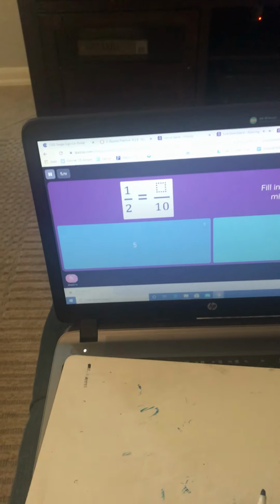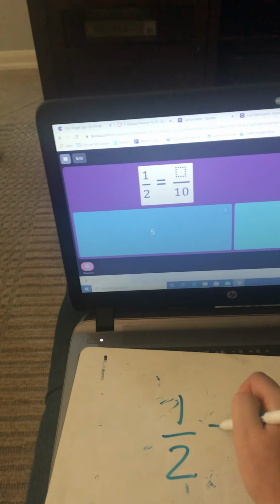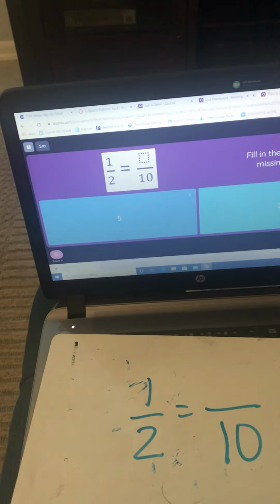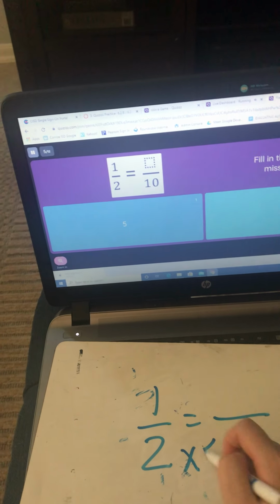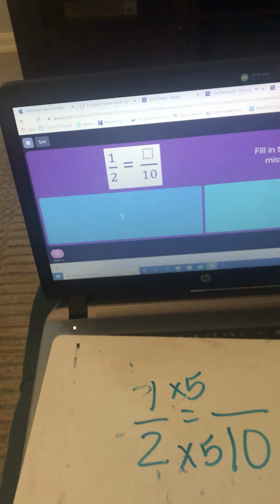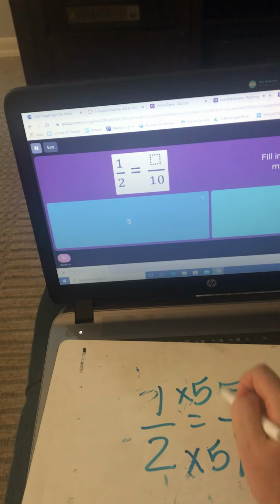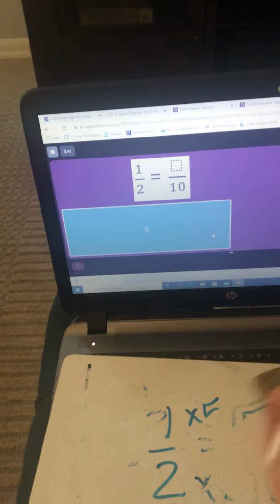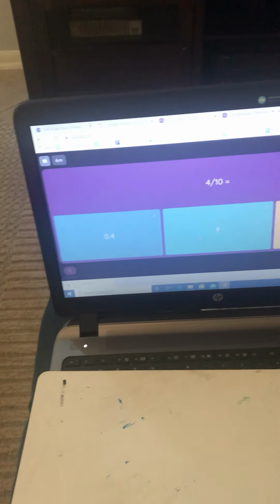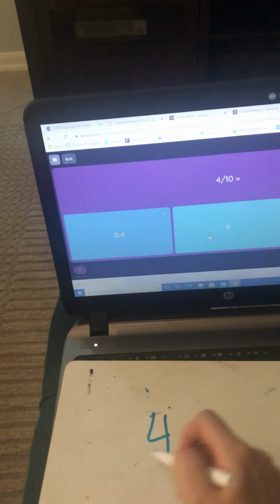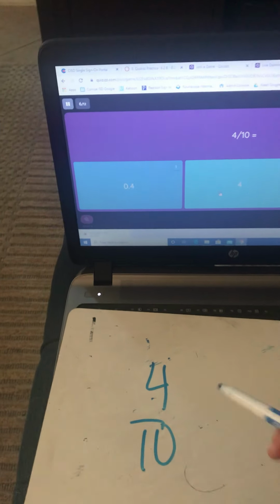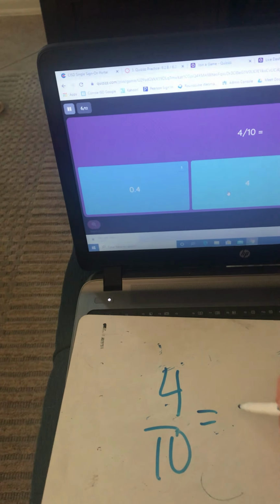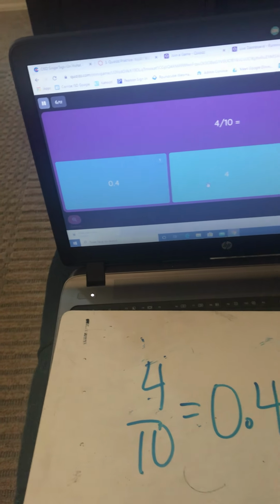Number 5, 1/2 is equivalent to how many tenths? I know 2 times 5 is 10, so if I do that to my numerator to make equivalent fractions, I'm going to get 5/10 for my answer, 5. Number 6, how would I write 4/10 as a decimal? Well, I can write 4/10 as 0.4 in the tenths place.